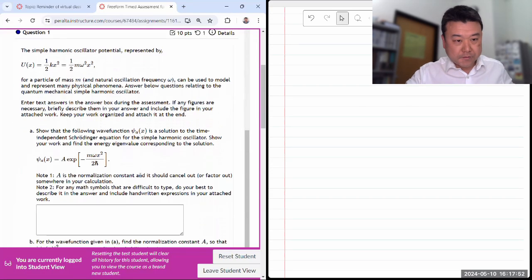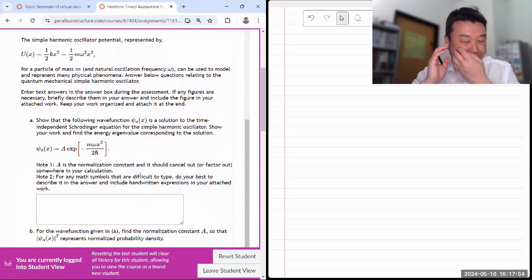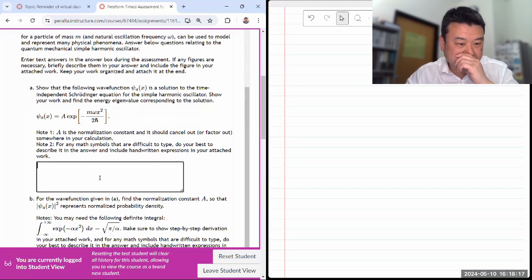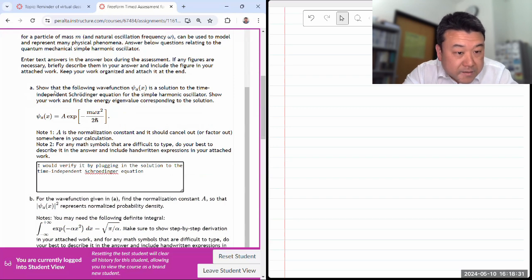Good, that's not the question I've done, so I can do it. Or I should do it. Let's see if I can do it. I didn't study, so yeah, that's a simple harmonic oscillator. Good. Particle of mass m can be used to model. Okay. Show that the wave function. All right. Yeah, I wouldn't ask you to solve it, but I would ask you to verify that something is so. Let me do it this way. So I would verify it by plugging in the solution to the time-independent Schrödinger equation. Yeah, because I didn't say how to do it.